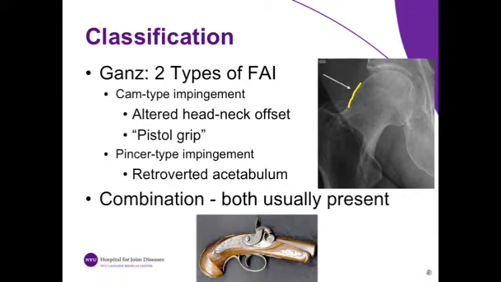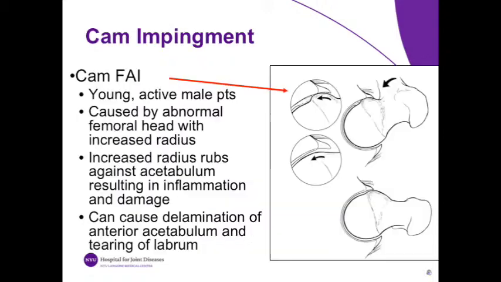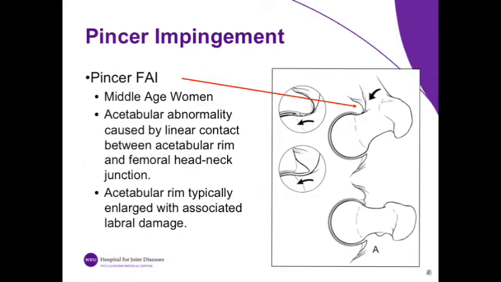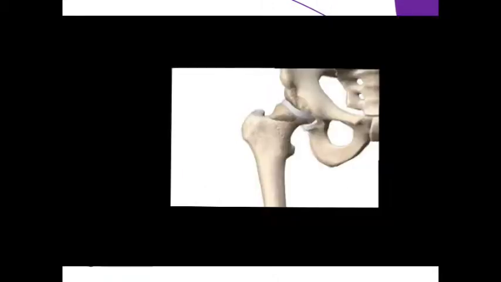There are two types of FAI, CAM type impingement and pincer type impingement. A combination is usually present. CAM FAI tends to occur in young active male patients. It's an abnormal radius of the femoral head impinging on the labrum. Pincer impingement tends to happen in middle-aged women. It's an acetabular abnormality leading to linear contact between the acetabular rim and the femoral head-neck junction.